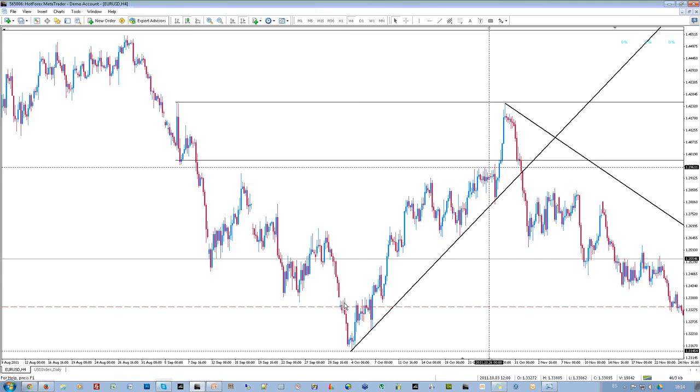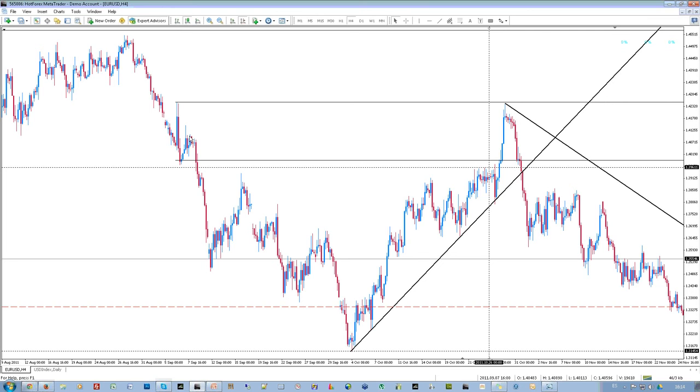As you can see, this area didn't work. This one didn't work because we were too close to the demand area on the weekly. I wouldn't trade this one. This is a retest of this one, this is a retest of this one, and this is a retest of this one.